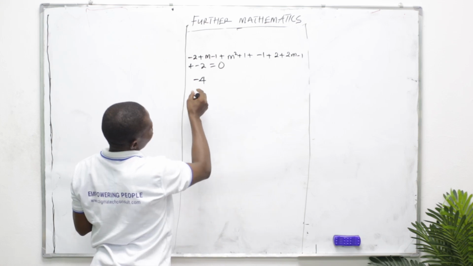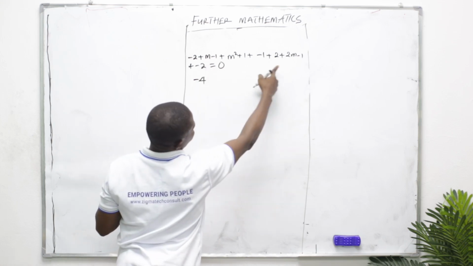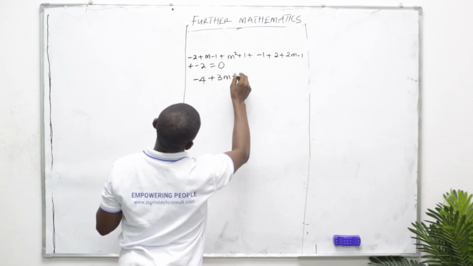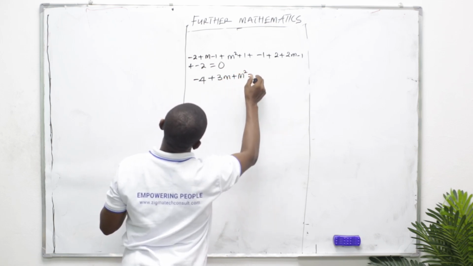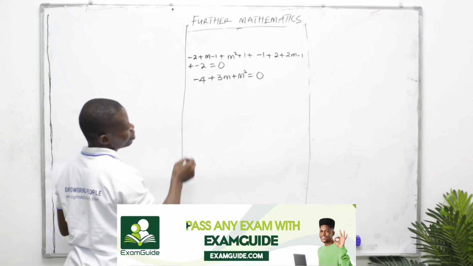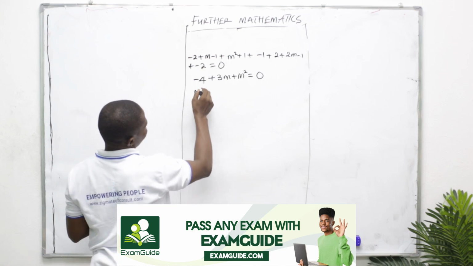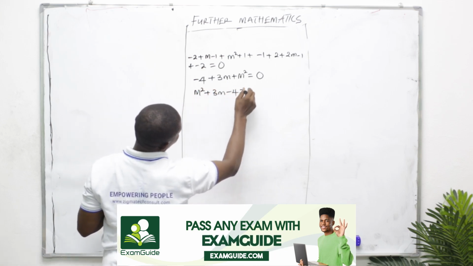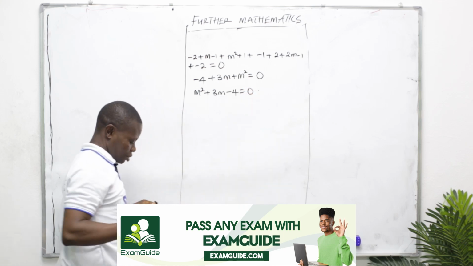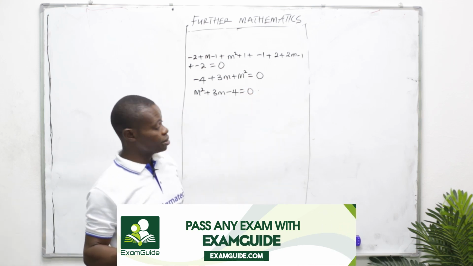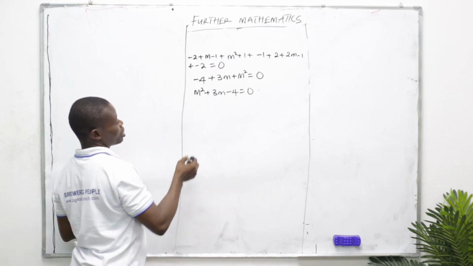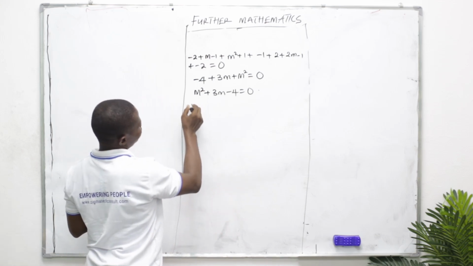Let's look at m: m plus 2m is 3m, then plus m squared. Everything equals 0. So m squared plus 3m minus 4 equals 0. This is a quadratic equation. Now we have to factorize.